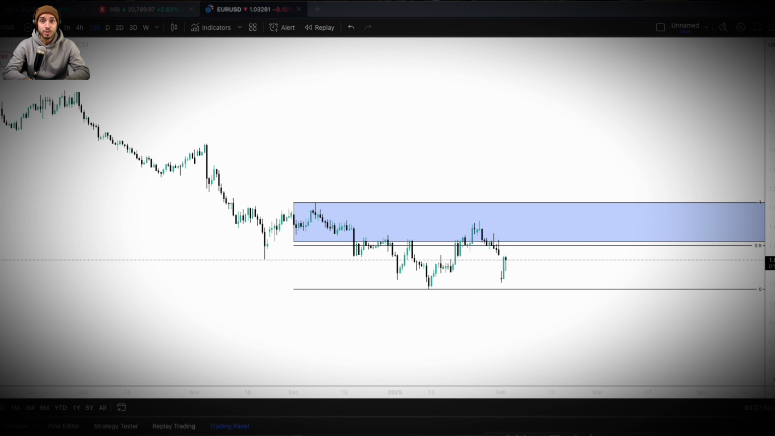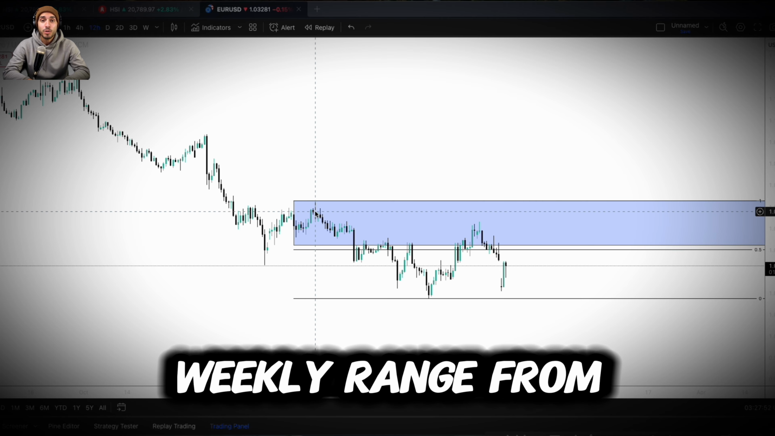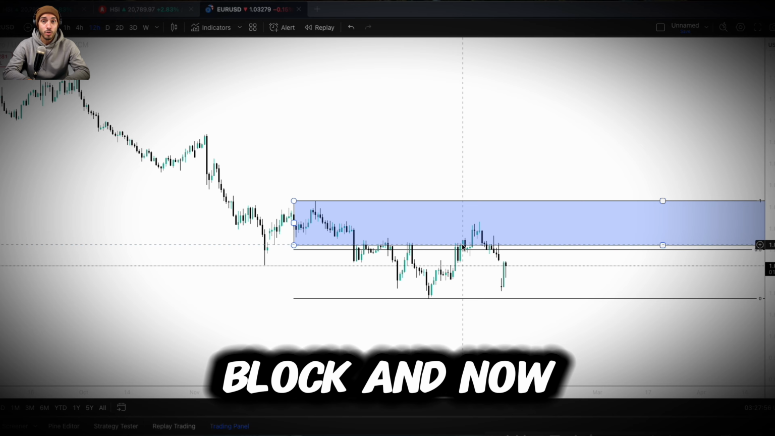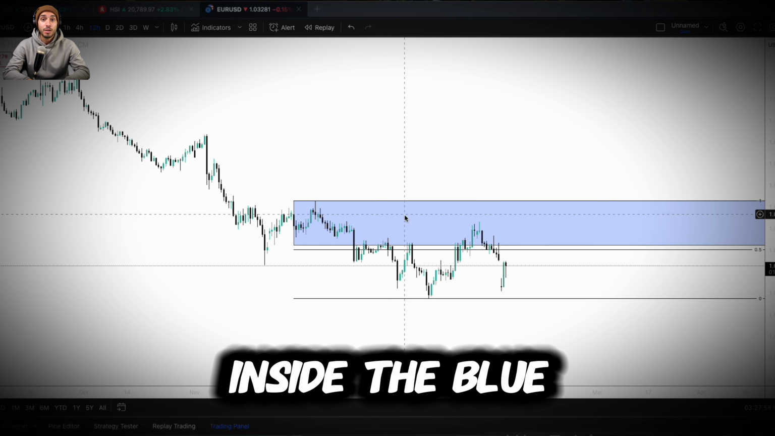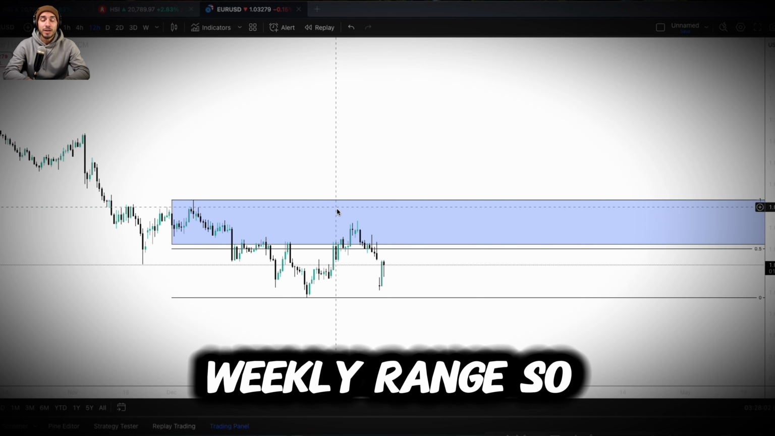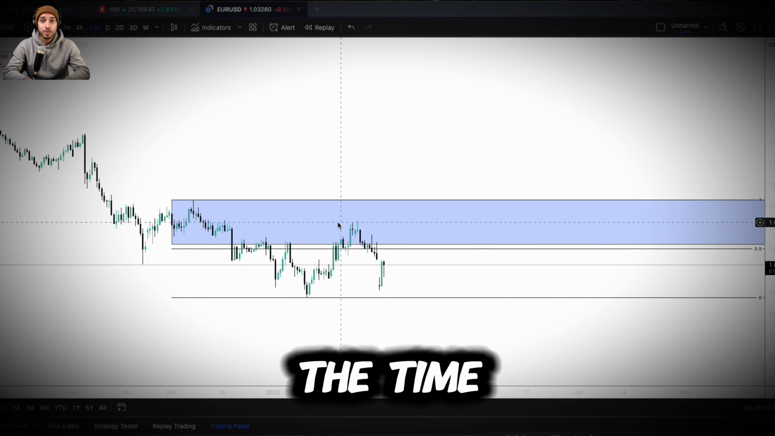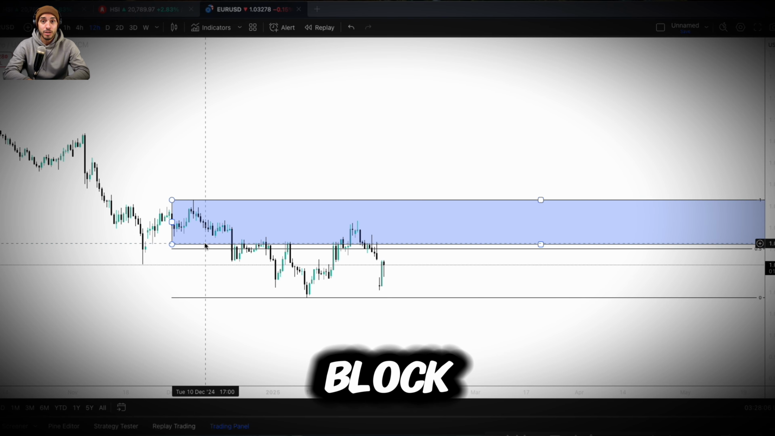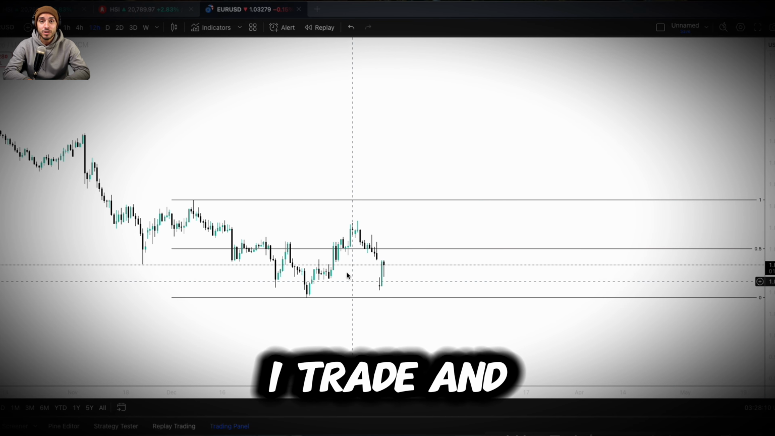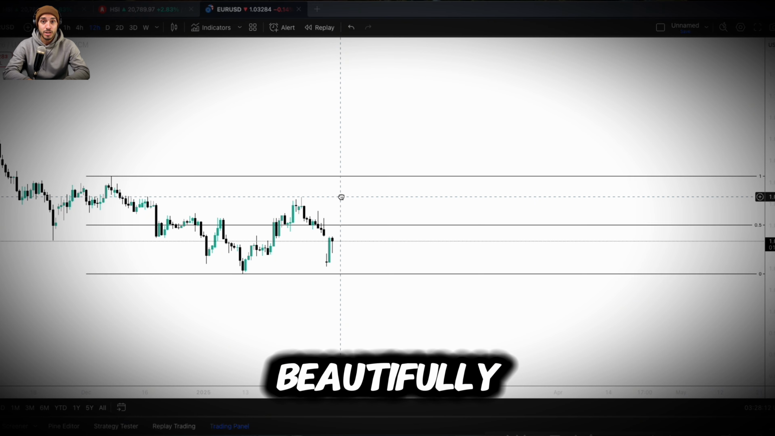Here we can see the 12-hour time frame. We have the weekly range from here to there. Price comes up, hits the order block, and now what do we get? Here inside the blue zone, inside the order block, we see the weekly range. So we can see the setup forms that I preach to you all the time. I will delete the bigger order block. This was the weekly one. Now I would draw in my setup, the setup that I trade, and that really played out beautifully.